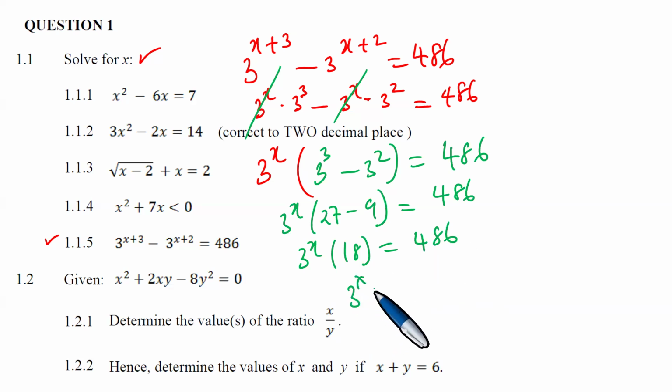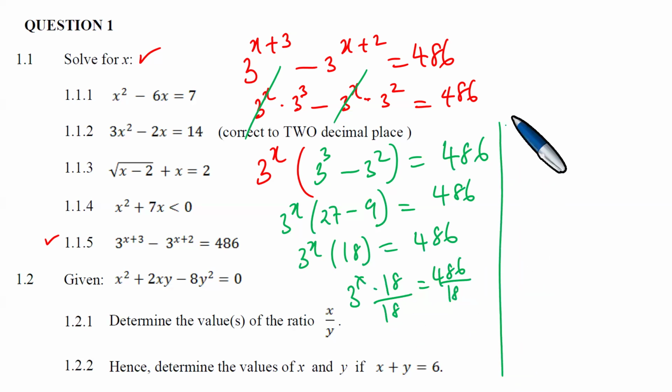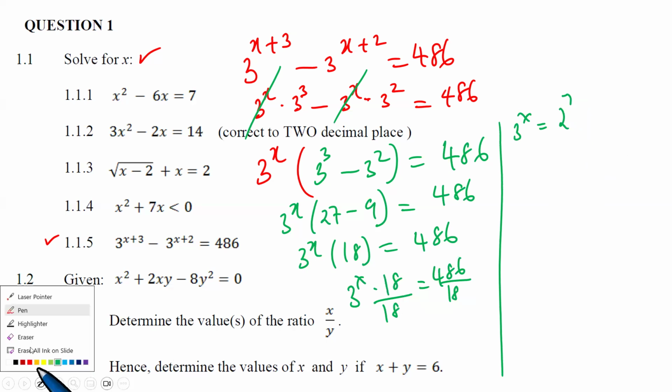So you have 3 to the power x times 18. You divide the left by 18, but also you have 486, you divide by 18. Which means that you have 3 to the power x equals, what is 486 divided by 18? It is exactly 27. Well done. Good. Just write 27 there.